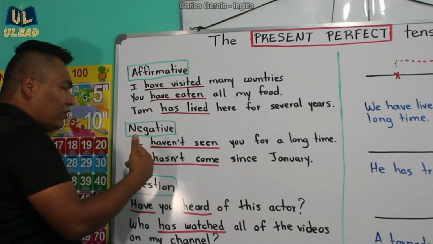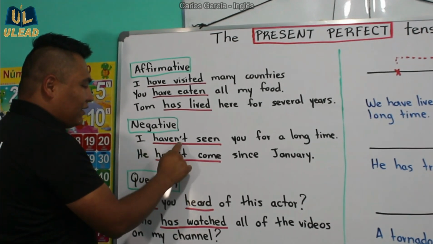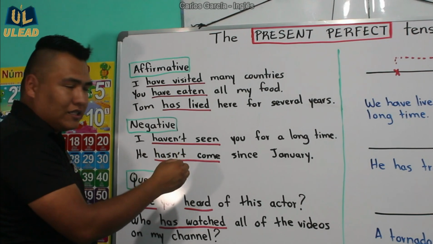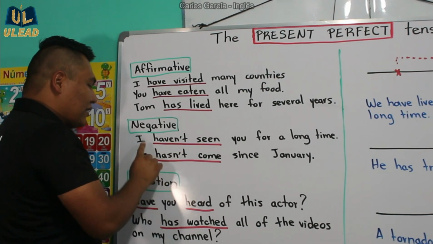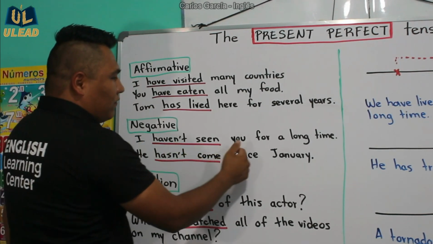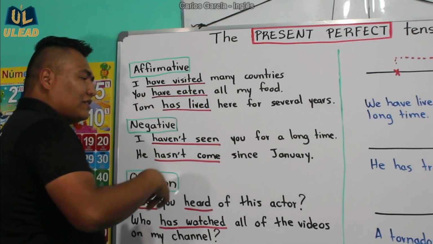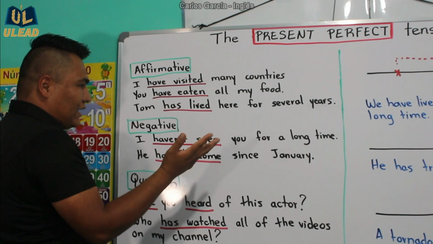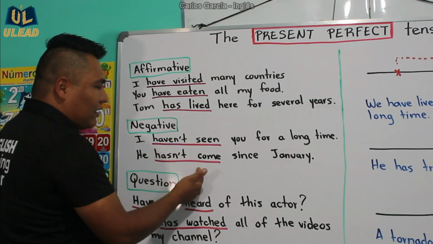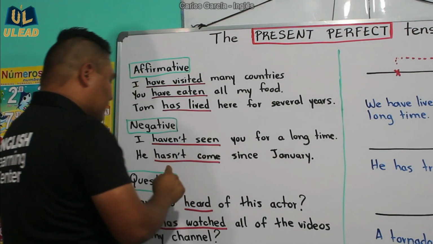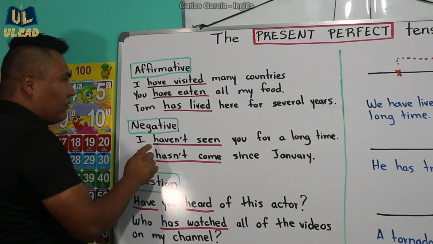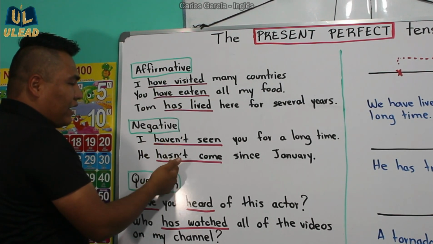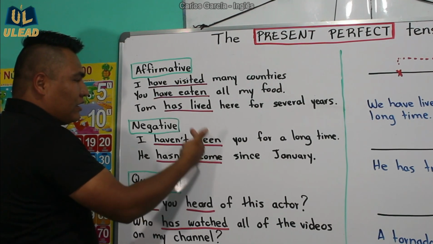And in the negative mode, we use haven't or hasn't, which are the contractions of have not and has not, okay? I haven't seen you for a long time, or I haven't seen her or him for years, okay? Also in ages. He hasn't come since January, for example, okay? This is a negative form. Have plus the participle, affirmative, haven't or hasn't plus the participle form.